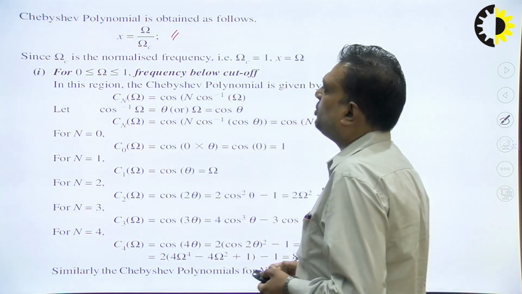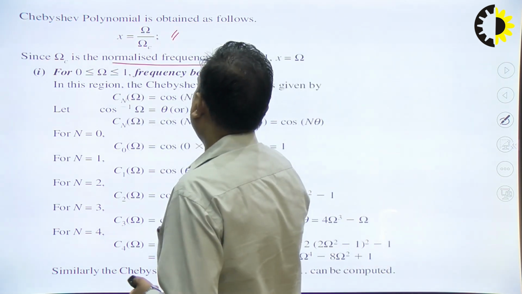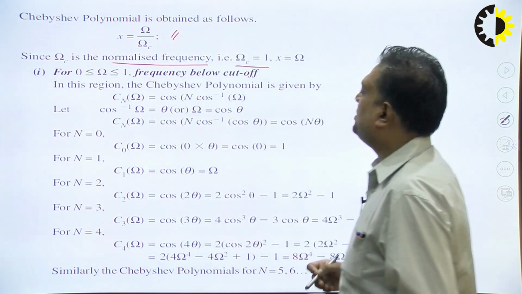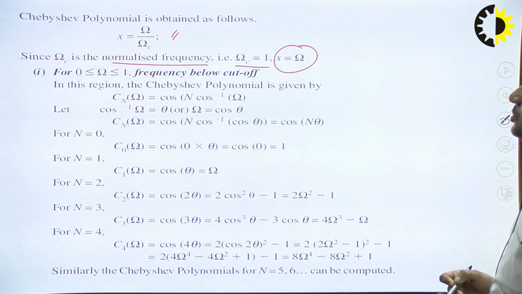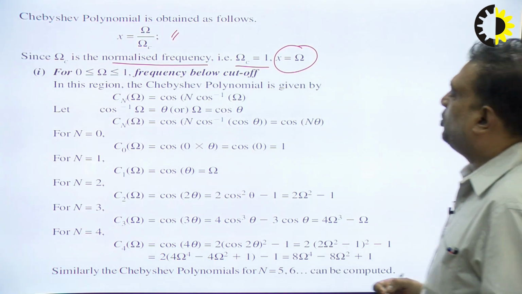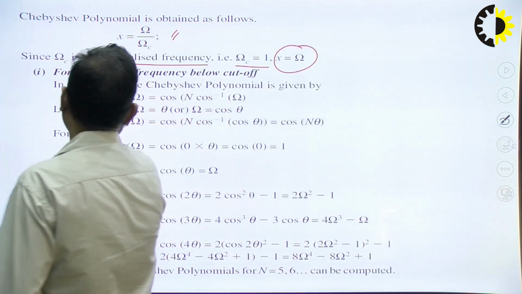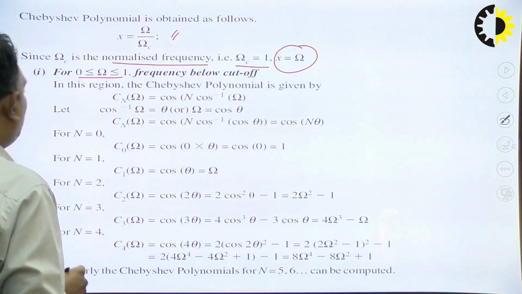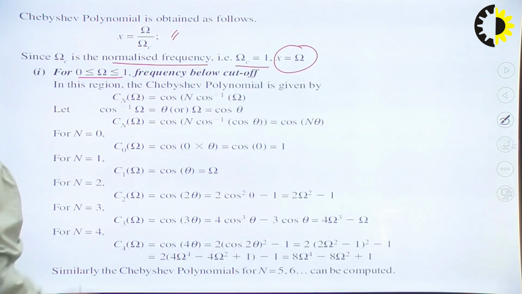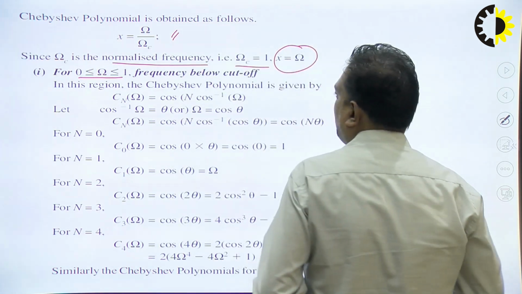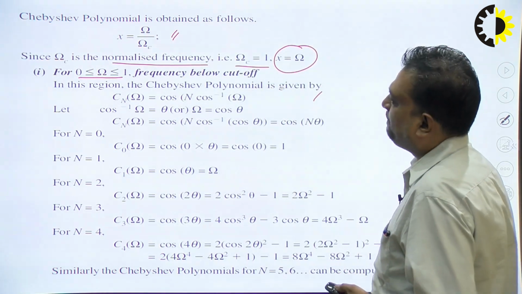If we are taking omega c as the normalized frequency, then this value will become 1. It means you can say simply x will become omega. So now we are taking two cases: when omega or x is lying between 0 to 1, and another case when omega is greater than 1. This is the case that I have already discussed previously.